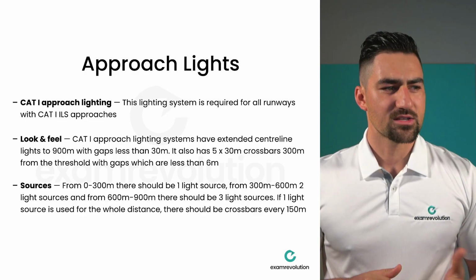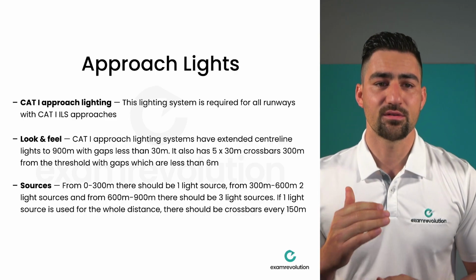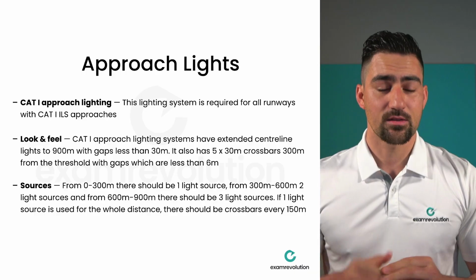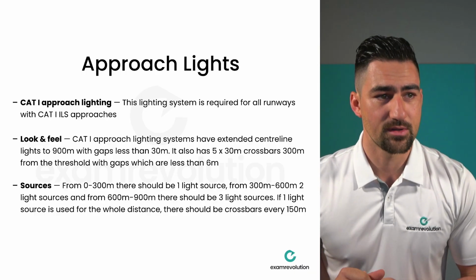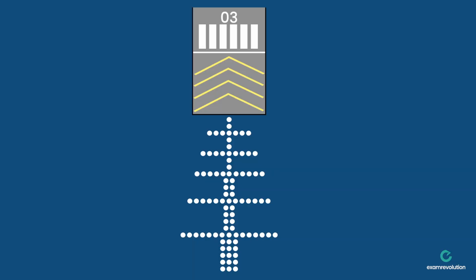And then if one light source is used for the whole distance, there should be crossbars every 150 meters. So you can use one light source, but if that is the case, then there should be crossbars every 150 meters instead of every 300 meters. And this is what a Cat 1 approach lighting system would look like. So there you can see it's 900 meters in total length from the runway threshold on the approach end. So you'd obviously fly across this approach lighting system when you land on runway 03. Okay, so it's 900 meters.